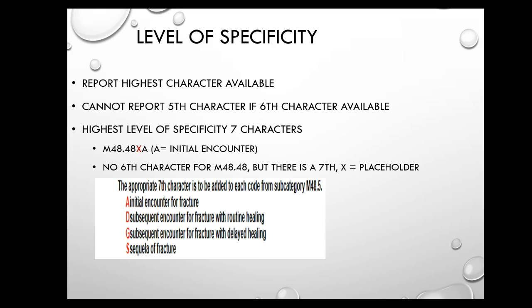When we review this code in the tabular list, we are given examples of the seventh character and what they represent. The A represents the initial encounter for this fracture, the D is a subsequent encounter, and the G is a subsequent encounter for a fracture when there is delayed healing, and the S represents the sequela of the fracture, of which we will discuss a little bit further in this presentation.